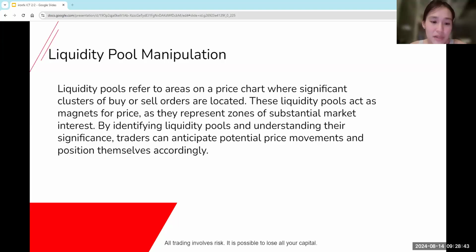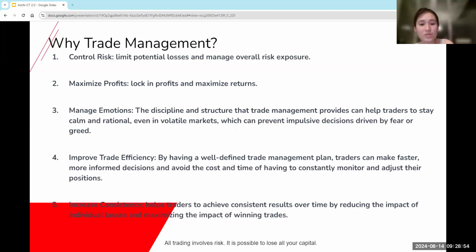Okay, so let's talk a bit about how you can manage your trades while using your ICT. Just very quickly, why is it important to have trade management strategies? Firstly, to control risk. Trade management strategies, such as your stop loss orders and position sizing, can help traders to limit their potential losses and manage overall risk exposure.